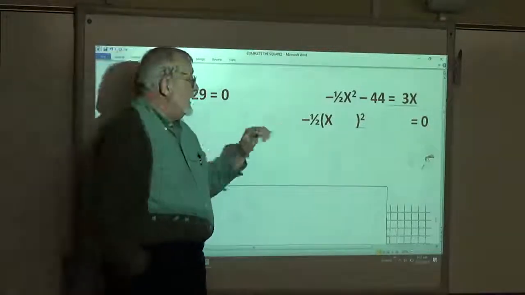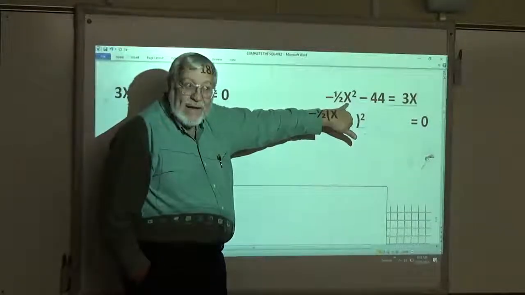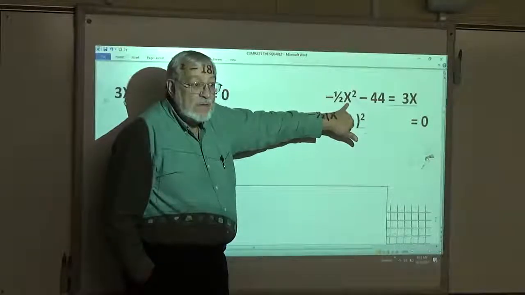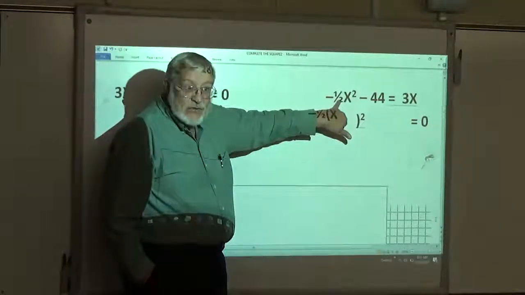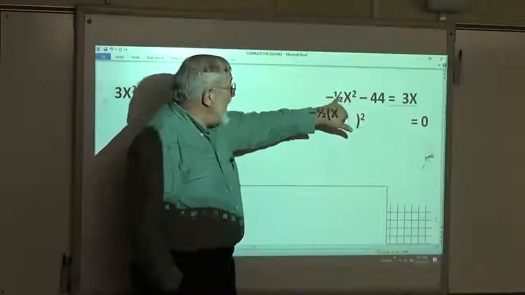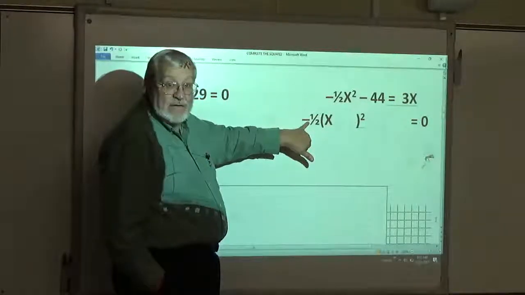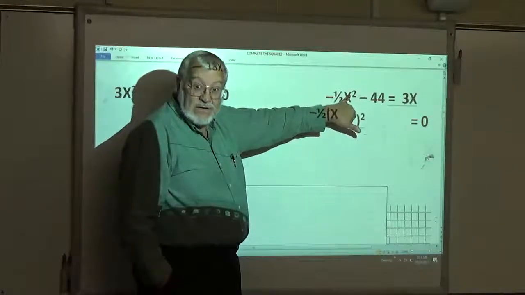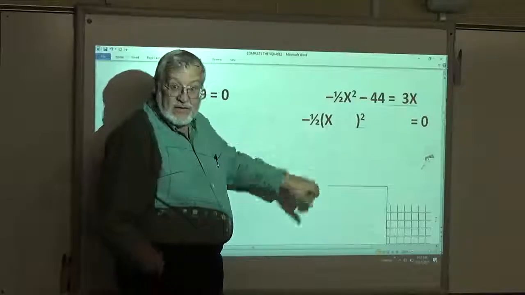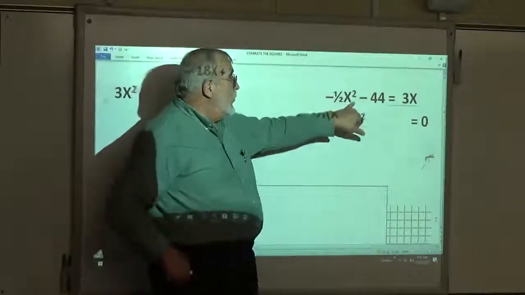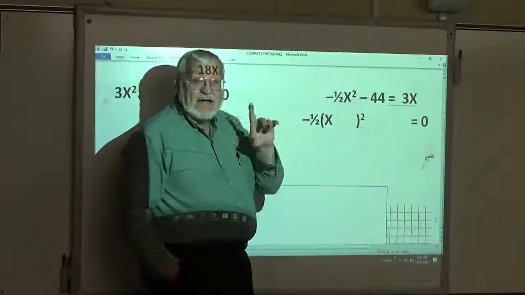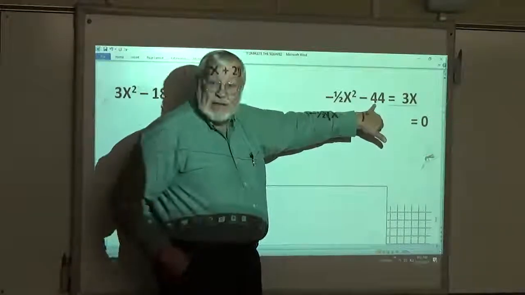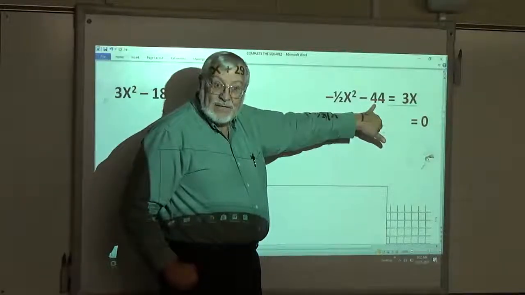Now here's the first thing. I need a 1x squared in order to do my completing the square. This is not 1x squared, is it? So I'm going to factor out a negative 1/2. When I factor out a negative 1/2, now this is going to become x squared. So I know that I can start here. Now, here's the hard part. What is a number that, when I multiply it by negative 1/2, I end up with 44? This is the hard part.